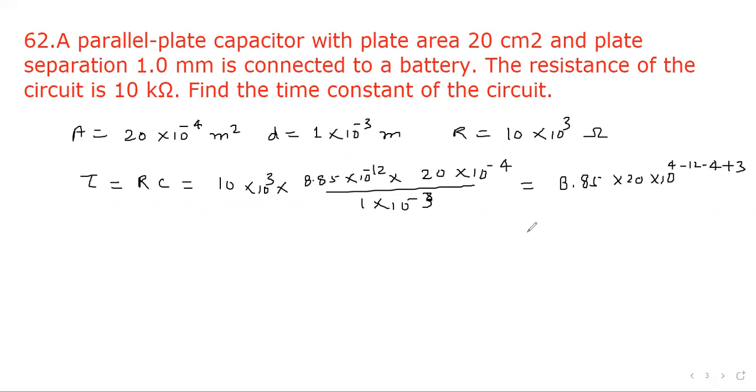So this will become 17.7 into 10 to the power minus 8. Or we can shift the decimal 2 places left, so this power will become positive. So 0.177 into 10 to the power minus 6. 10 power minus 6 is micro. So 0.177 microsecond. So that is our answer. Now let's go to the next question.